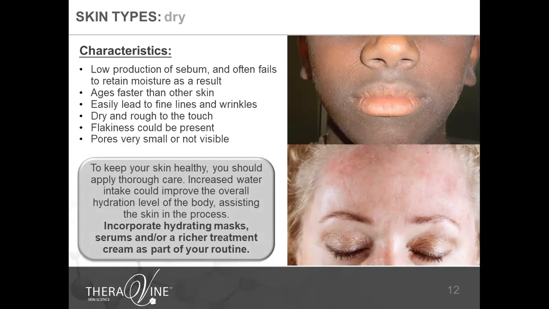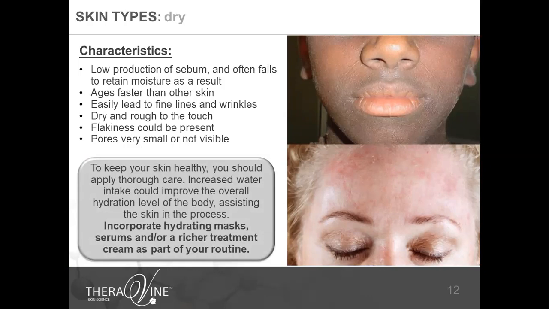To keep your skin healthy, you should apply thorough care. Increased water intake can definitely improve the overall hydration levels of the body in assisting the skin in that process. So it can definitely help with hydration from the inside out. With them, make sure you incorporate hydrating masks, serums, richer treatment creams like your rich collagen, your ultraviolet advanced range. They love balms. They love our oils.